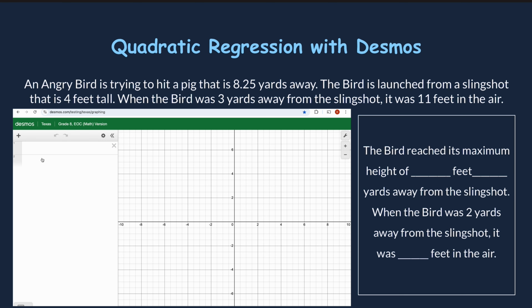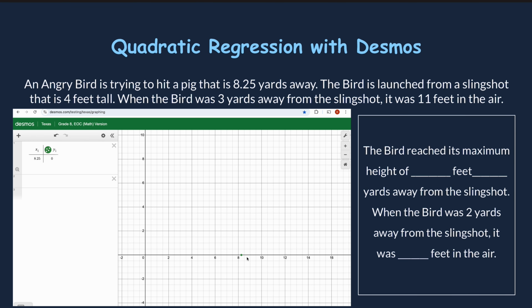In Desmos, I'm going to click this plus sign and add a table. For x, I'm going to say 8.25, 0 is my first point, and I can see that it's graphing this point here. Let's keep going. I've got 0, 4 as my next point, and 3, 11 was my last point.